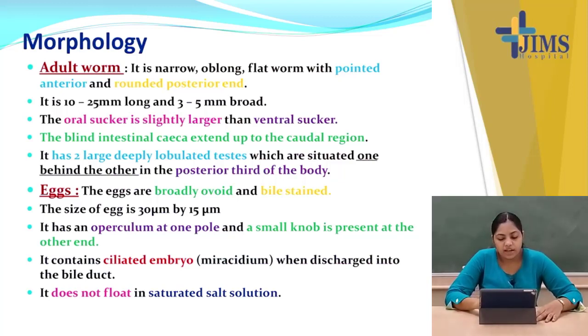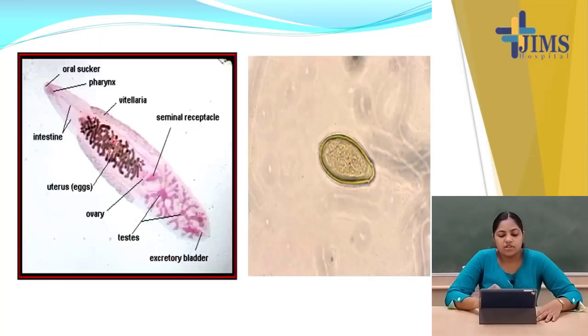So coming to the eggs, these eggs are broadly ovoid and bile stained, with an operculum at one pole and a small knob at the other end. Inside the egg we can see the ciliated embryo, the miracidium. This is the infective form in Clonorchis sinensis. It doesn't float in saturated salt solution; in concentration methods using a saturated solution, the egg will not float. One end is narrow and the other is rounded.